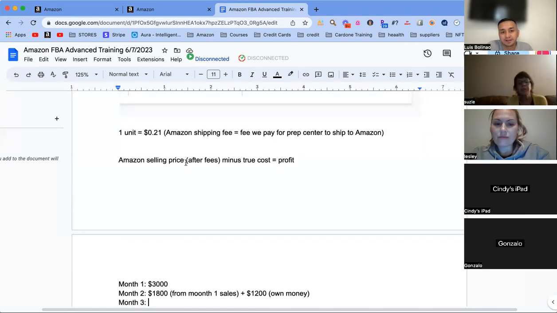Because remember, this part, your Amazon price or Amazon sales, it's going to be on your back office. But you have to minus the true cost of your product to get the profit. This part is going to be on your back office as a spreadsheet. That's easy. It's all made for you, right? But this one you gotta calculate on your own. Amazon sales after the fees minus your true cost equals your profit.